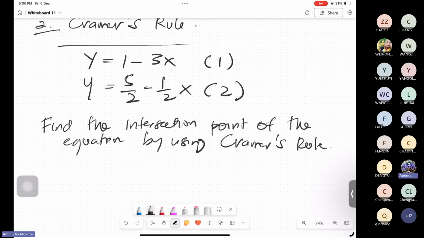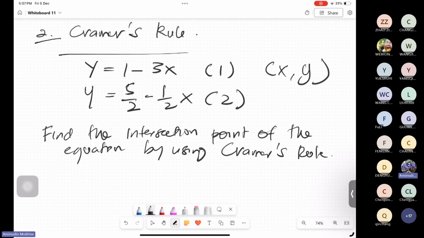The intersection point refers to the situation where these two equations share the same coordinate point, the same value of x and the same value of y. In other words, we need to find the value of x and y at the intersection point. But in this case, we will use the alternative method, the algebra method, but to be specific, we will apply the Cramer rule method.